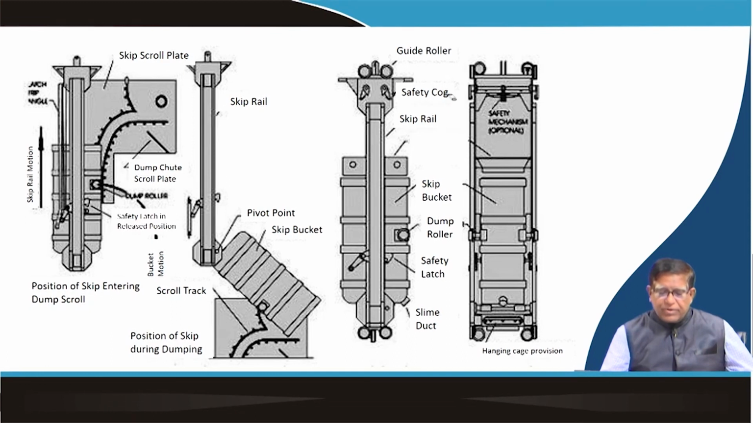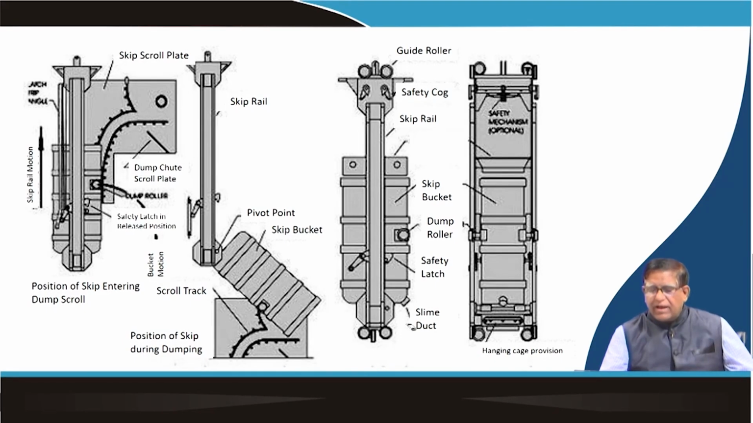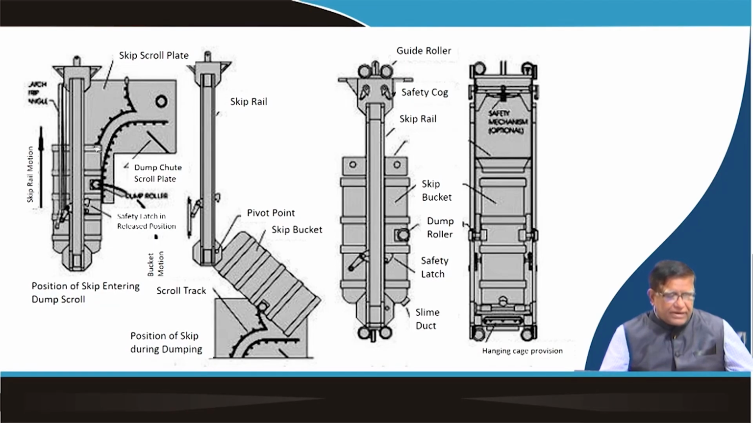So, you can see component-wise, this is your skip roll, here is the skip bucket, here is your dump roller, and you have a safety latch placed over here, and sometimes there could be a slime duct. If whatever is sticky, you wash it and open it out, and the bottom portion can also be cleaned by this slime duct. So, when the skip is going up, it goes like that, and when it comes up to this point, you can see the skip roll has gone up.